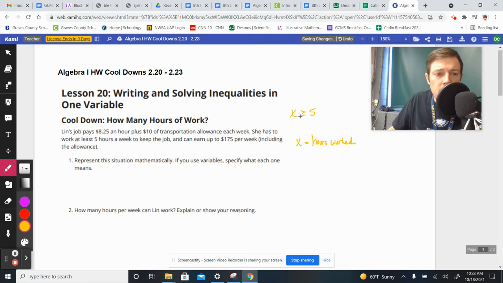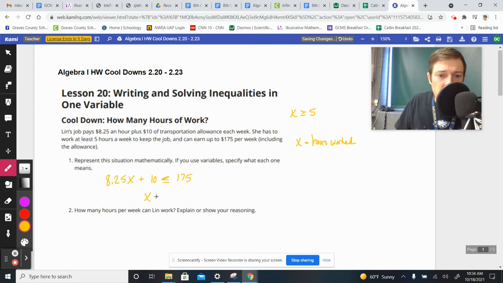And then let's write another inequality that talks about the constraint of what x needs to be less than. So x needs to stay under a certain amount because she can only earn up to $175 a week. So to represent that, we need to put x in terms of money. And x in terms of money would be I get paid $8.25 per hour, added with my $10 allowance. I need to keep that under or equal to $175. That would look like that. So that inequality would represent the keeping under 175.